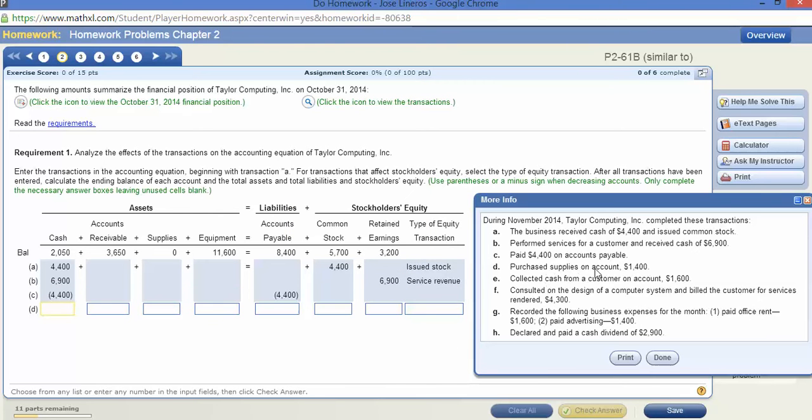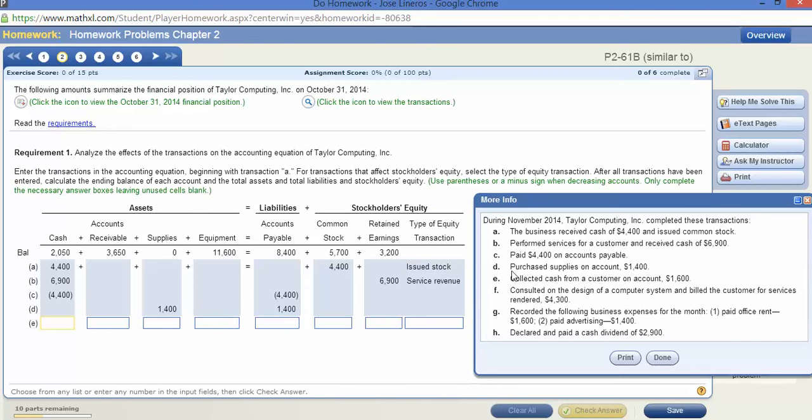On D, purchased supplies on account. Well, the first thing that's going to happen is if we purchase supplies, they're going to go up. And we say we purchased on account. We didn't pay cash. So that means that supplies are going to go up, but our accounts payable, how much we owe, is also going to go up. If we had paid cash, it'd be negative 1,400 here, and it would be negative 1,400, positive 1,400. This wouldn't be here, and we'd still be in balance. Since this is a liability, we're paying it with an accounts payable. Assets go up 1,400, but correspondingly liabilities go up 1,400 as well.